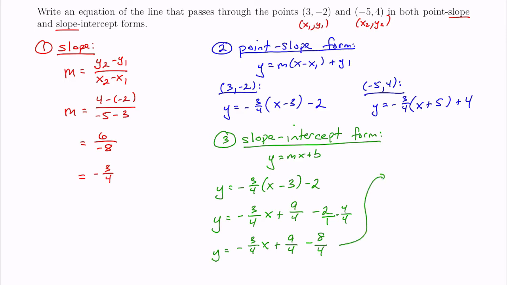Bringing them back up over here, to finish combining those like terms, we will have y equals -3/4 x plus 1/4. Had we started with the other point-slope form that came from the point (-5, 4), and done similar distribution and combining like terms, we would have arrived at the same answer, y equals -3/4 x plus 1/4.